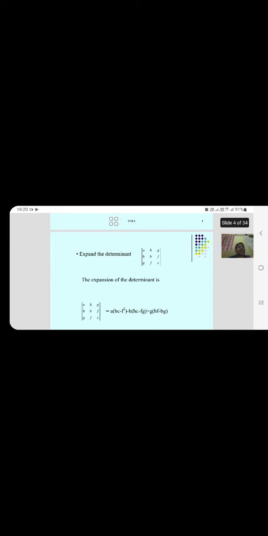Expand the determinant with rows A, H, G; H, B, F; G, F, C. The expansion of the determinant, expanding by the first row, is A into (BC minus F square) minus H into (HC minus FG) plus G into (HF minus BG).